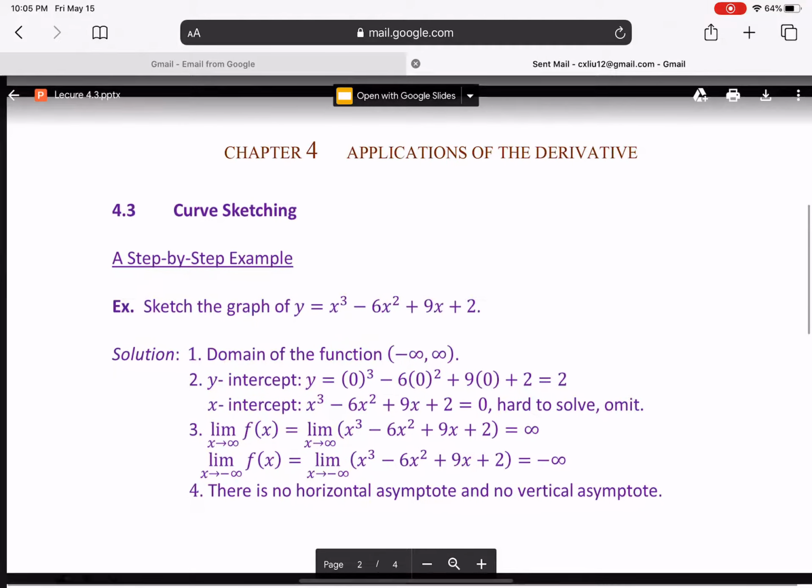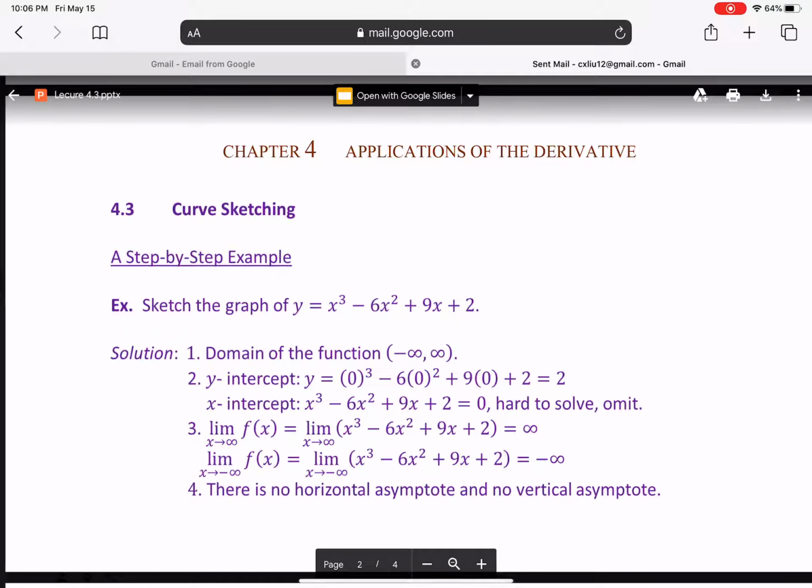So let's do a simple example step by step: sketch the graph of y equals x cubed minus 6x squared plus 9x plus 2. Step 1, the domain of the function is all real numbers, since this is a polynomial function. Step 2, plug in 0 for x to get the y-intercept: 0 cubed minus 6 times 0 squared plus 9 times 0 plus 2, we get 2. To find the x-intercepts, we plug in 0 for y and solve x cubed minus 6x squared plus 9x plus 2 equals 0. But this is a cubic equation and it's hard to solve, so we just skip it.